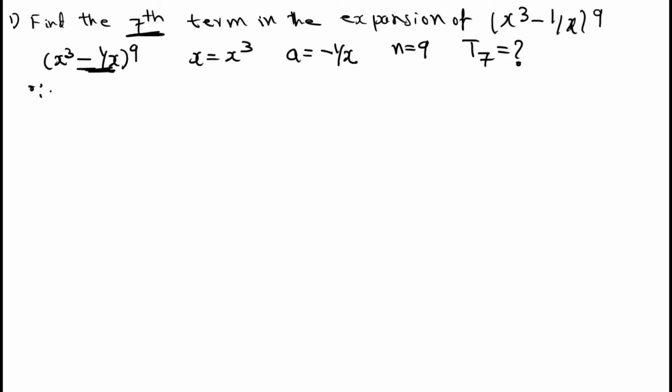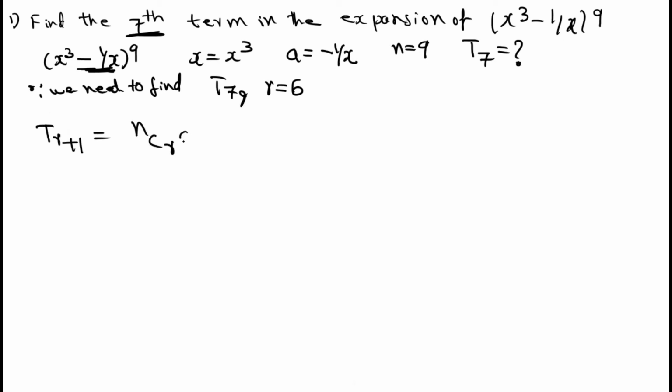Since we need to find T7, what's the value of r? The r value is 1 less than the required value, so r = 6. We have the formula T(r+1) = nCr · x^(n−r) · a^r. What's the question? T7, and T7 means T(6+1), so in place of r we substitute 6.